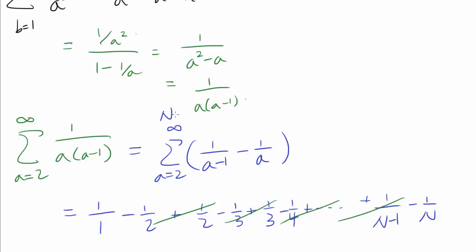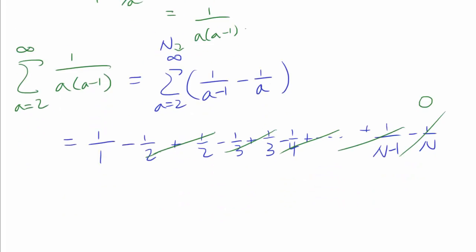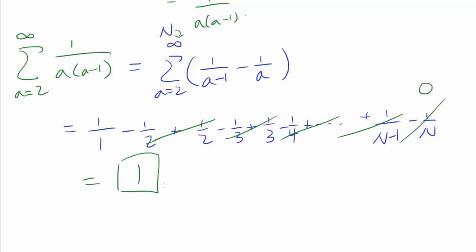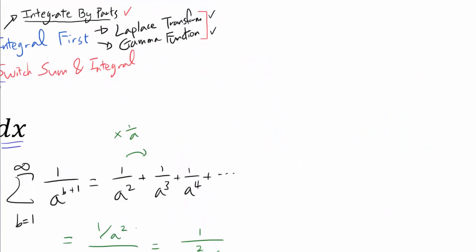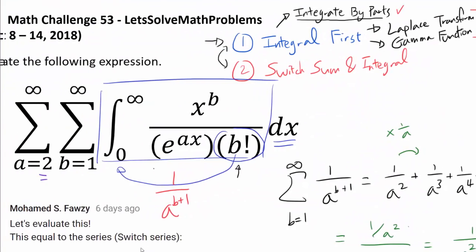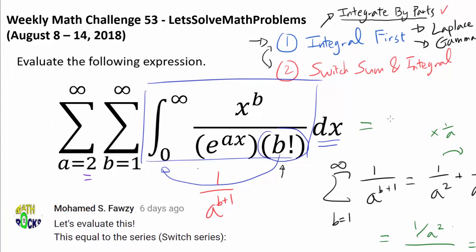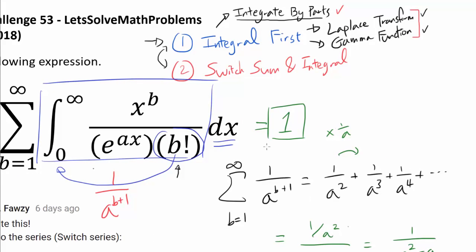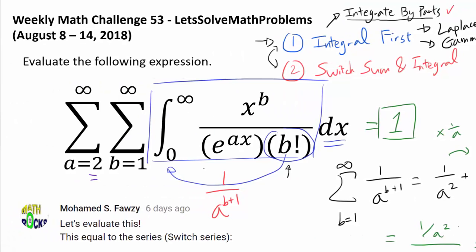And as n approaches infinity, this is going to approach 0. So in the end, the only term we are going to have left is 1. So this entire double summation and integral evaluates to 1. So that's one way of doing it. And if you're doing it by gamma function or Laplace, it's actually a pretty fast way of doing it too. But now let me show you the second way, where we switch the summation and integral.